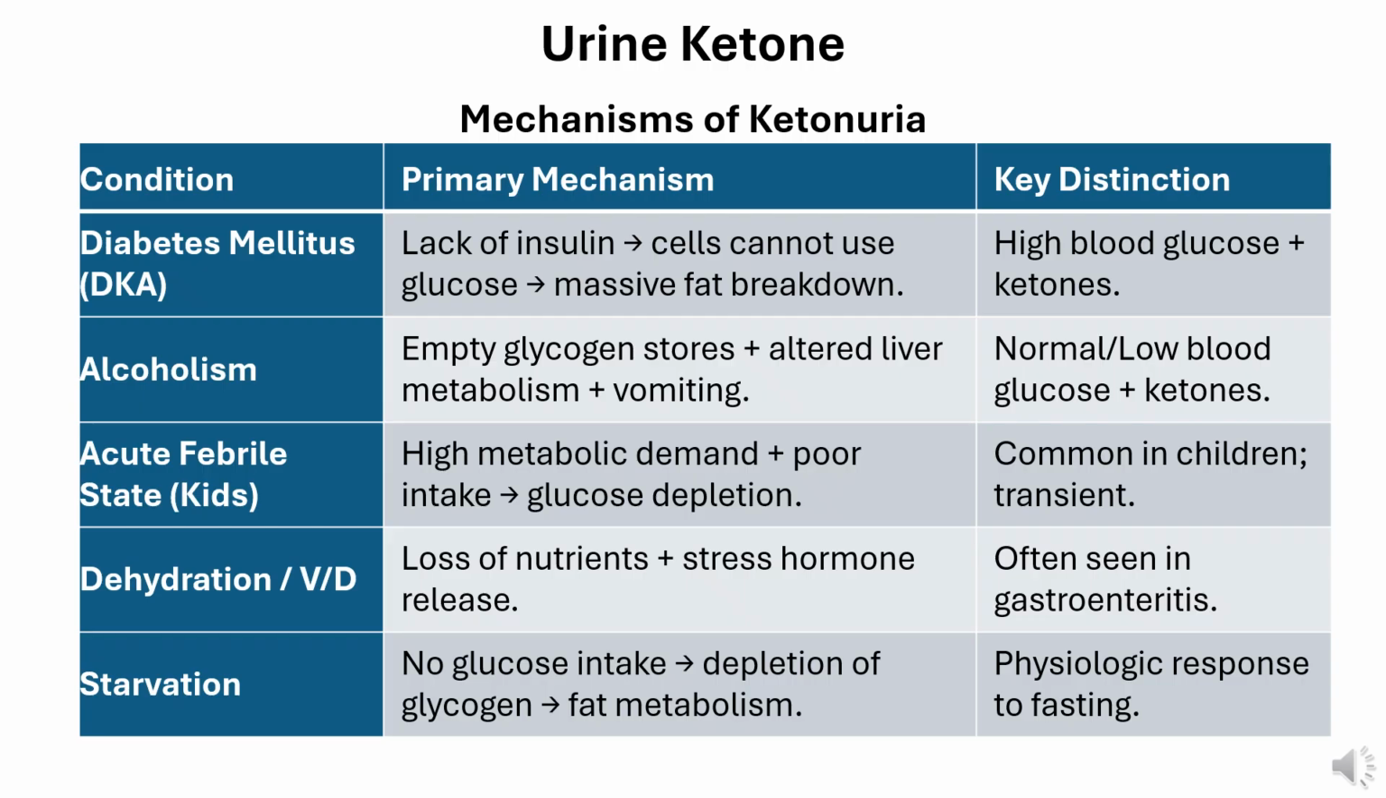4. Dehydration/vomiting/diarrhea. Fluid loss leads to metabolic shifts. Loss of nutrients. Stress response, alkalosis/acidosis promote fat breakdown, producing ketones. 5. Starvation is the classic physiologic cause of ketosis. After 12 to 24 hours without food, the liver's glycogen stores are exhausted. The body switches to burning fatty acids for energy.